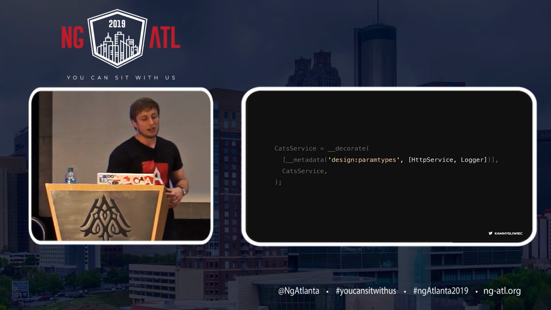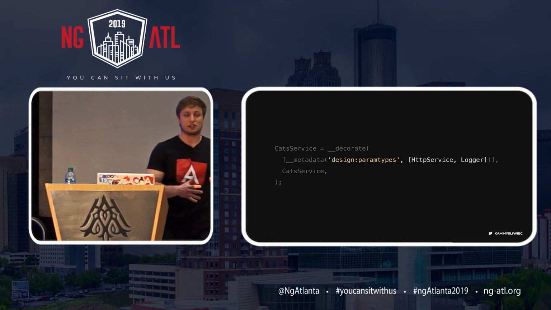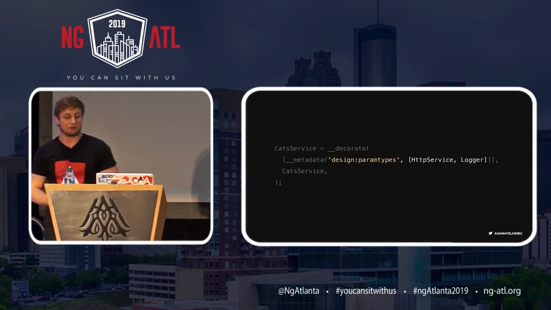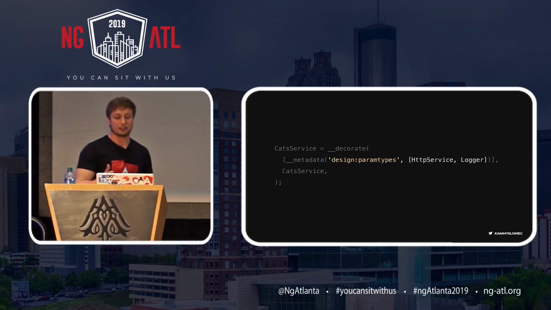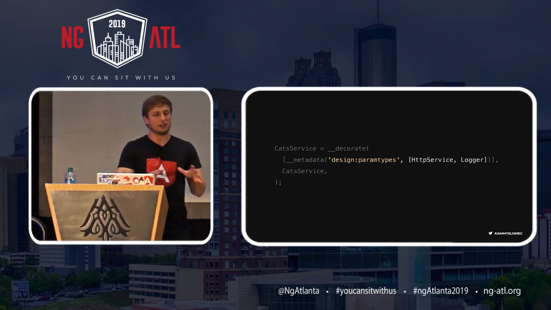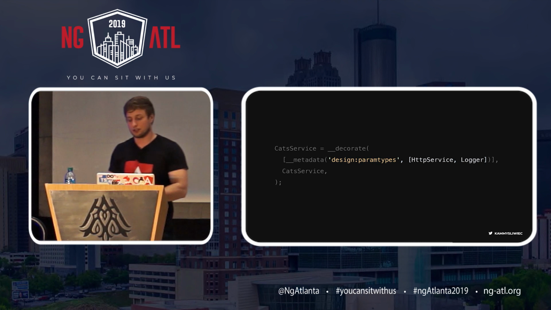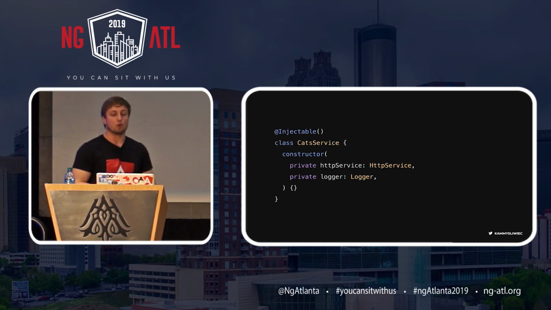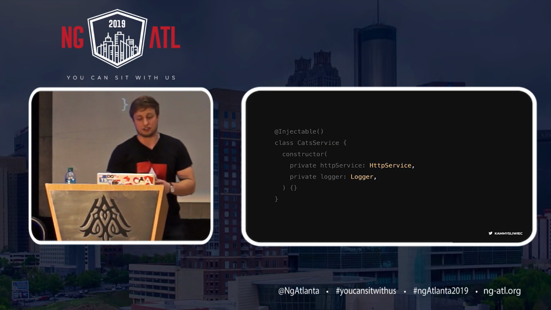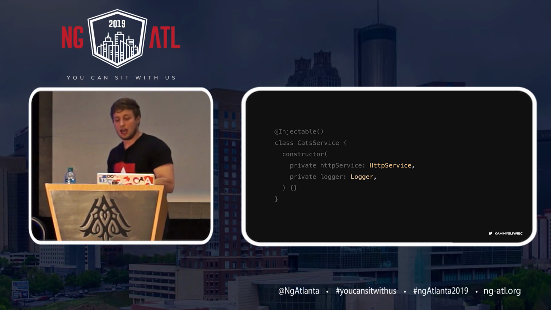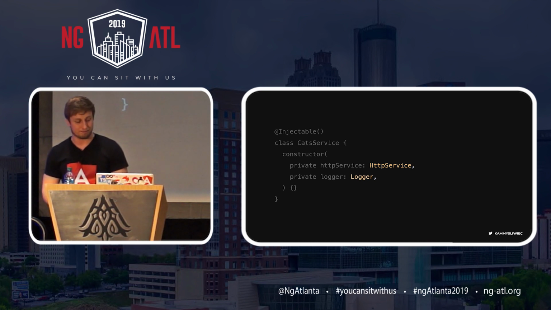So as you can see, we've got this information in the runtime. We see that the order was preserved. We've got HTTP service, and the second element is a logger. So we can see that it was extracted from the constructor at compile time. Taking a step back to our class, we already know that this metadata exists at runtime. How can we take advantage of it?